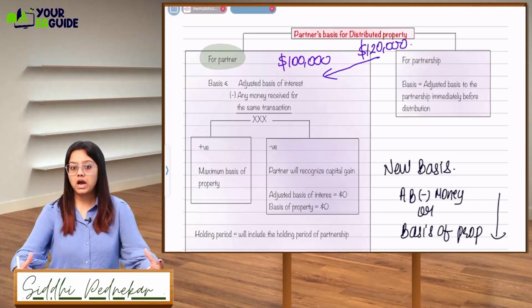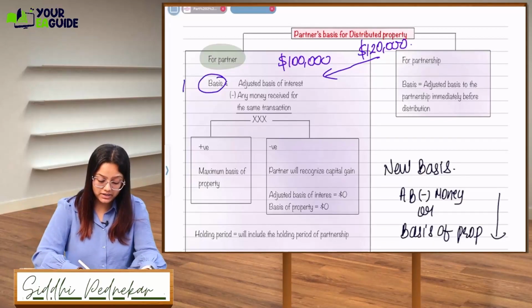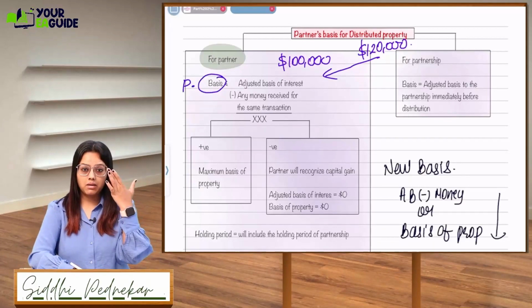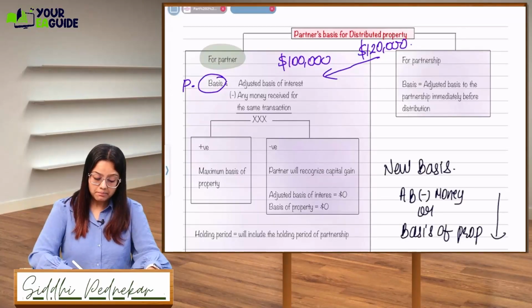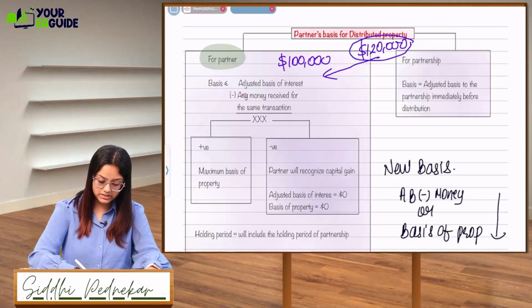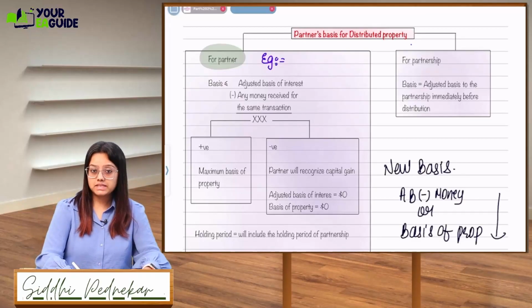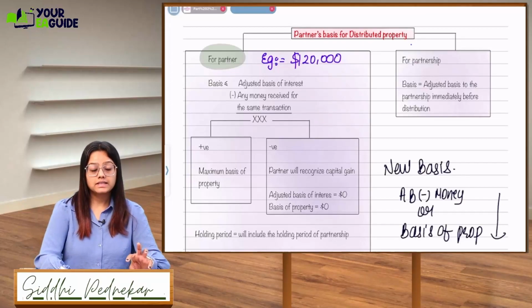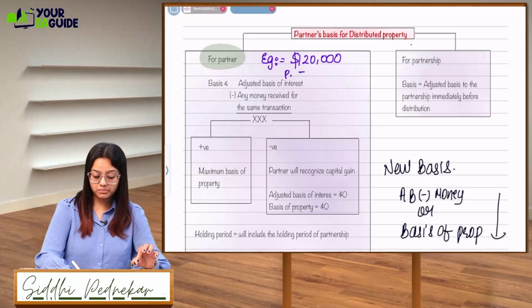So I am receiving a higher amount, right? So what you are going to do is check the partnership basis and compare it with the adjusted basis of interest. Let's take this example. I'm receiving a property with a basis of 1,20,000. Second thing, I have my partnership interest of $1 lakh.